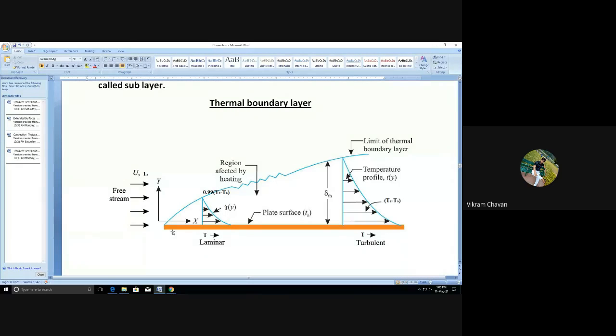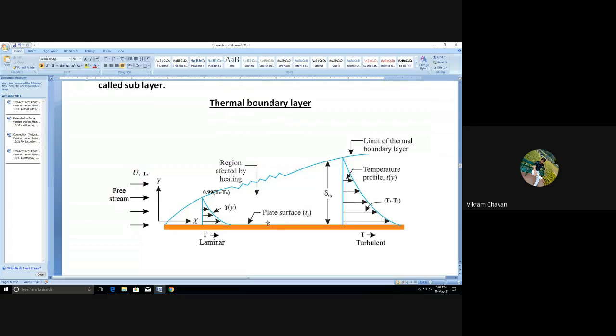Now here we are going to consider one plate, and over this plate the free stream fluid is flowing with a velocity of u meters per second and having a temperature of T suffix A. So the free stream temperature is T suffix A, and the surface temperature of the plate is capital T suffix S.